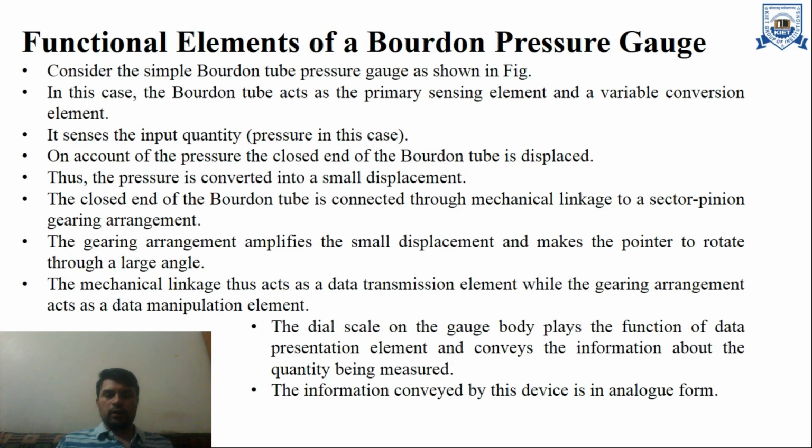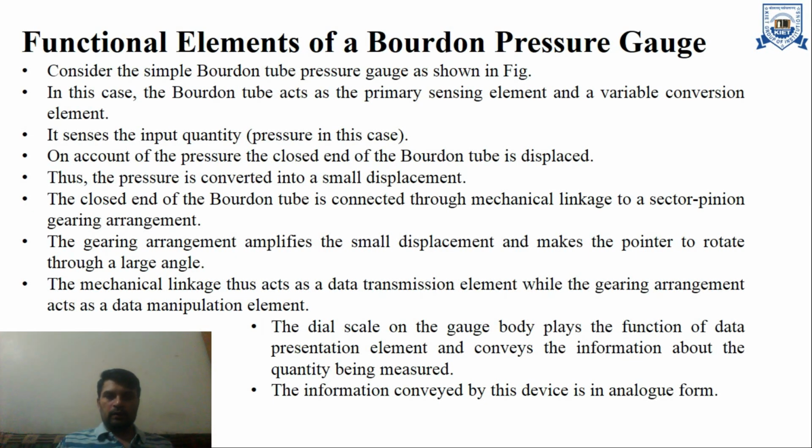So the functional elements of a Bourdon pressure gauge are as follows. The simple Bourdon tube pressure gauge is shown in the figure. In this case, the Bourdon tube acts as the primary sensing element and a variable conversion element also. It senses the input quantity, which is our pressure. On account of the pressure, the closed end of the Bourdon tube is displaced. Thus, the pressure is converted into small displacement.